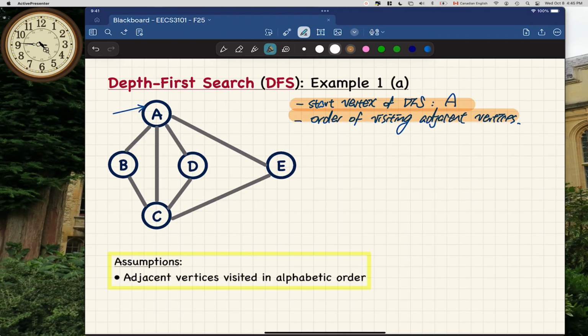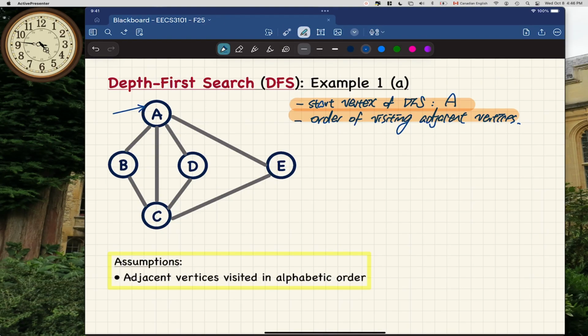So for this particular example here, we start with A, and the assumption is for adjacent vertices, we're going to follow the alphabetic order. We'll see some variants of that. So that's going to result in some different annotation for the depth first search. For this very first example, just to be very systematic, along with the stack, I'm also going to give you a table over here, just to remind us about the order.